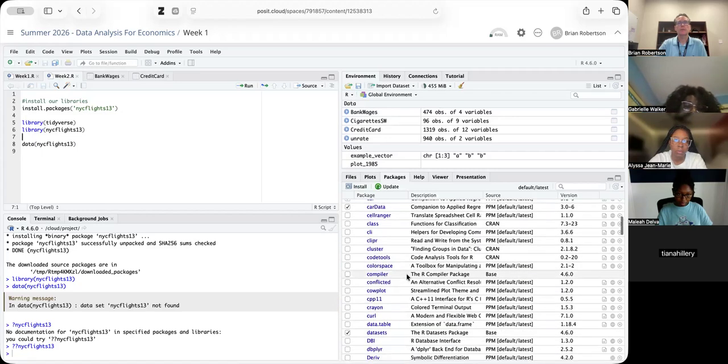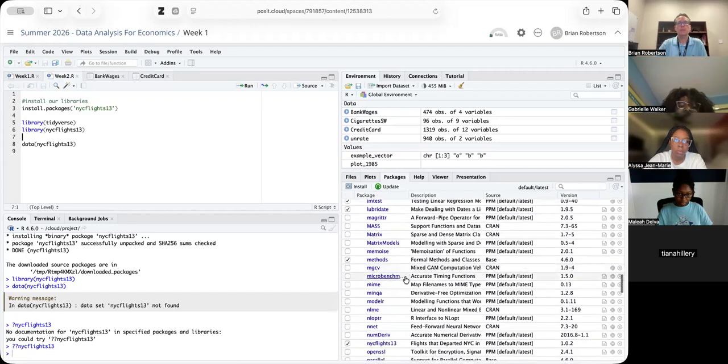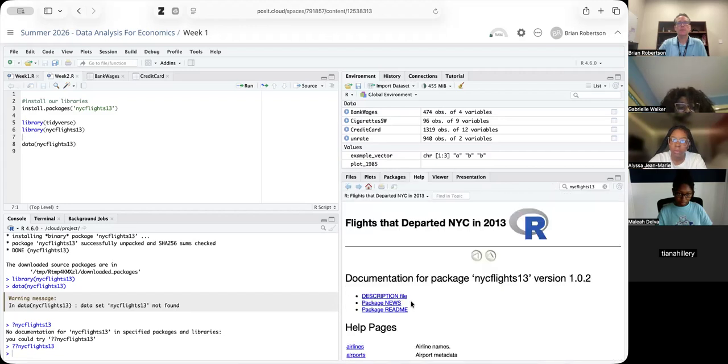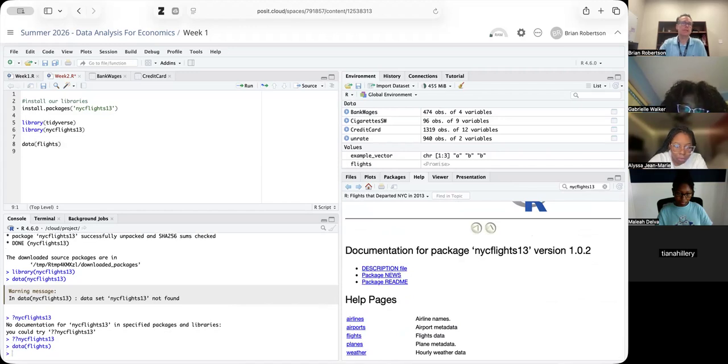Let's go down here. Let's go into our packages. Doing it live. I want to see flight 13. There we go. All right. Fantastic. Oh, that's why. Data flights, of course.